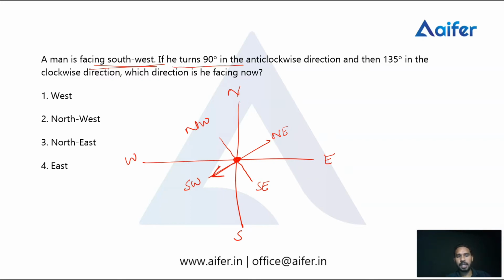So if he turns 90 degrees in the anti-clockwise direction, the anti-clockwise direction is opposite to the clockwise direction. This is the anti-clockwise direction, and this is the clockwise direction.